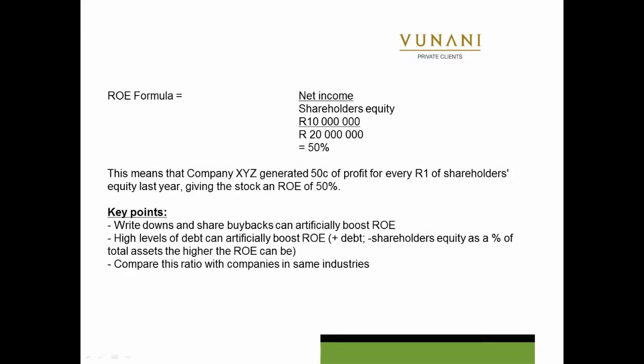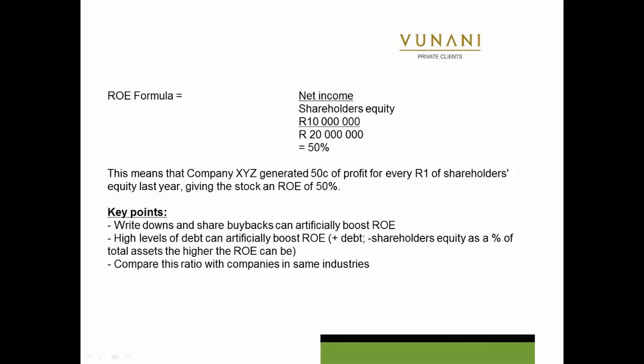So if you want to see for yourself what company XYZ's ROE is, in our example we have 10 million net income and 20 million shareholders' capital, which gives us a return on equity of 50%. It means that for each and every R1 you would have invested in the company, you would get 50 cents as a return.